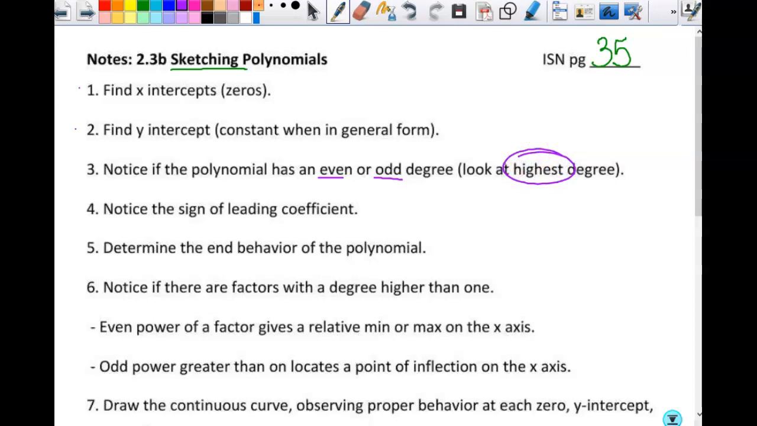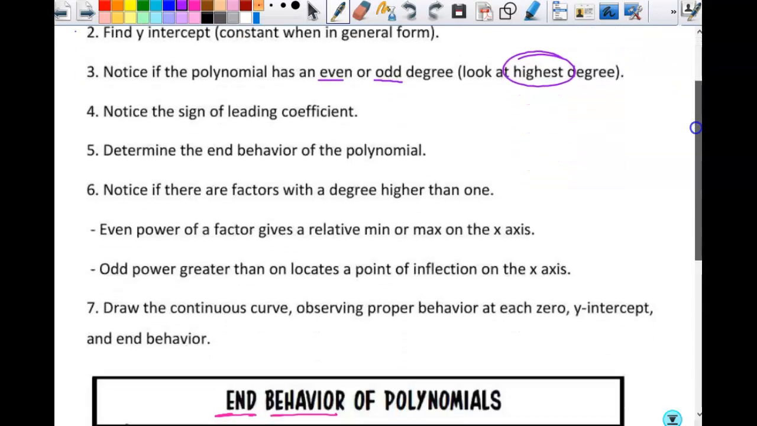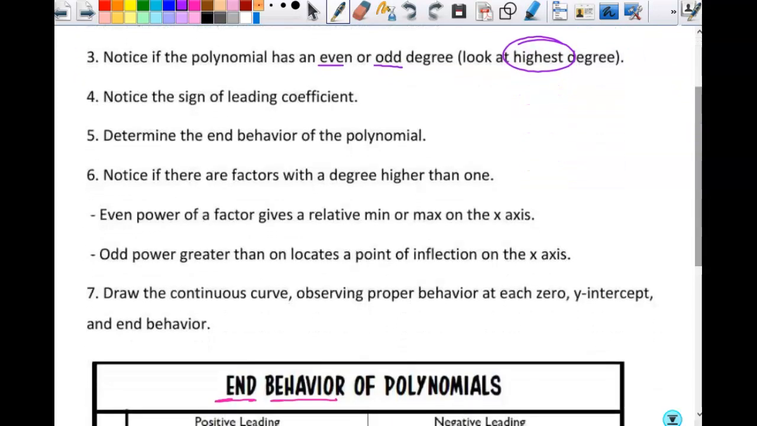Focus on this. All right, so we decide if it has an even or odd degree. We notice the sign of the leading coefficient, and that helps us determine the end behavior of the polynomial. So all that kind of goes together. If I have a positive leading coefficient, my two options are either up, up, if it is even, or what would the other one be? It would be down, up, if it's positive. This would be even, this would be odd, right? If it's negative, then it would be either down, down, or what? Up, down. Okay.